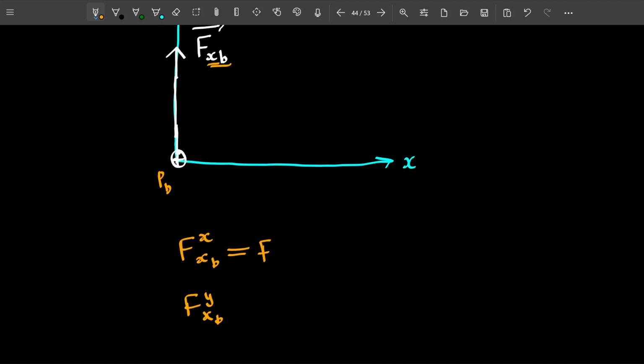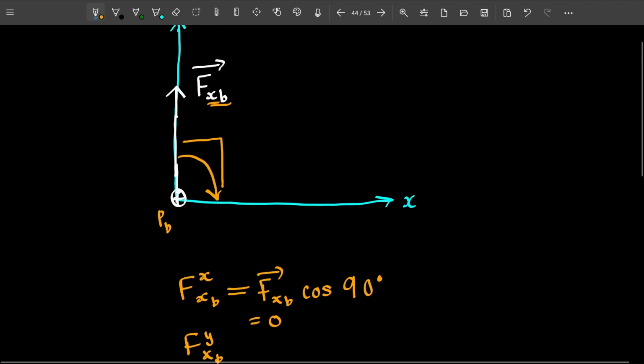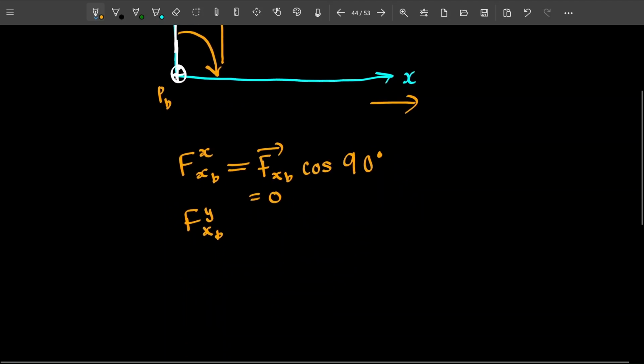FXB in x is going to be FXB, the original one, and then cos of the angle that you move through to go to the positive x-axis, and we know that it's 90 degrees. So it will be FXB cos 90 degrees. And you're going to find that cos 90 is 0. So your total answer would just be 0. That means this FXB is not acting in the x direction. It's only pulling somebody straight up. Okay, now what about in the y?